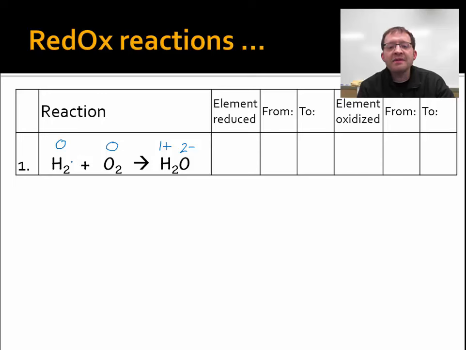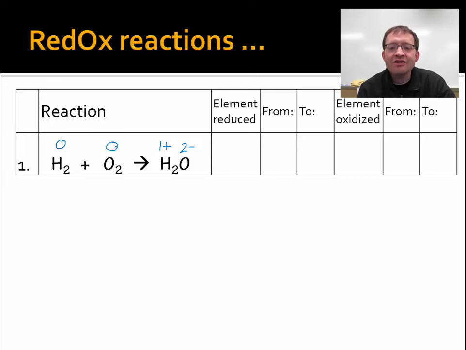So we've got every atom assigned, the hydrogens, the oxygens, and at the end, the hydrogen and the oxygen in the water. What's happened? What's changed? Who's been reduced? Who's been oxidized? Remember, reduction or being reduced means that your charge has gone down, and you've done that by gaining electrons. Well, whose charge has gone down here?